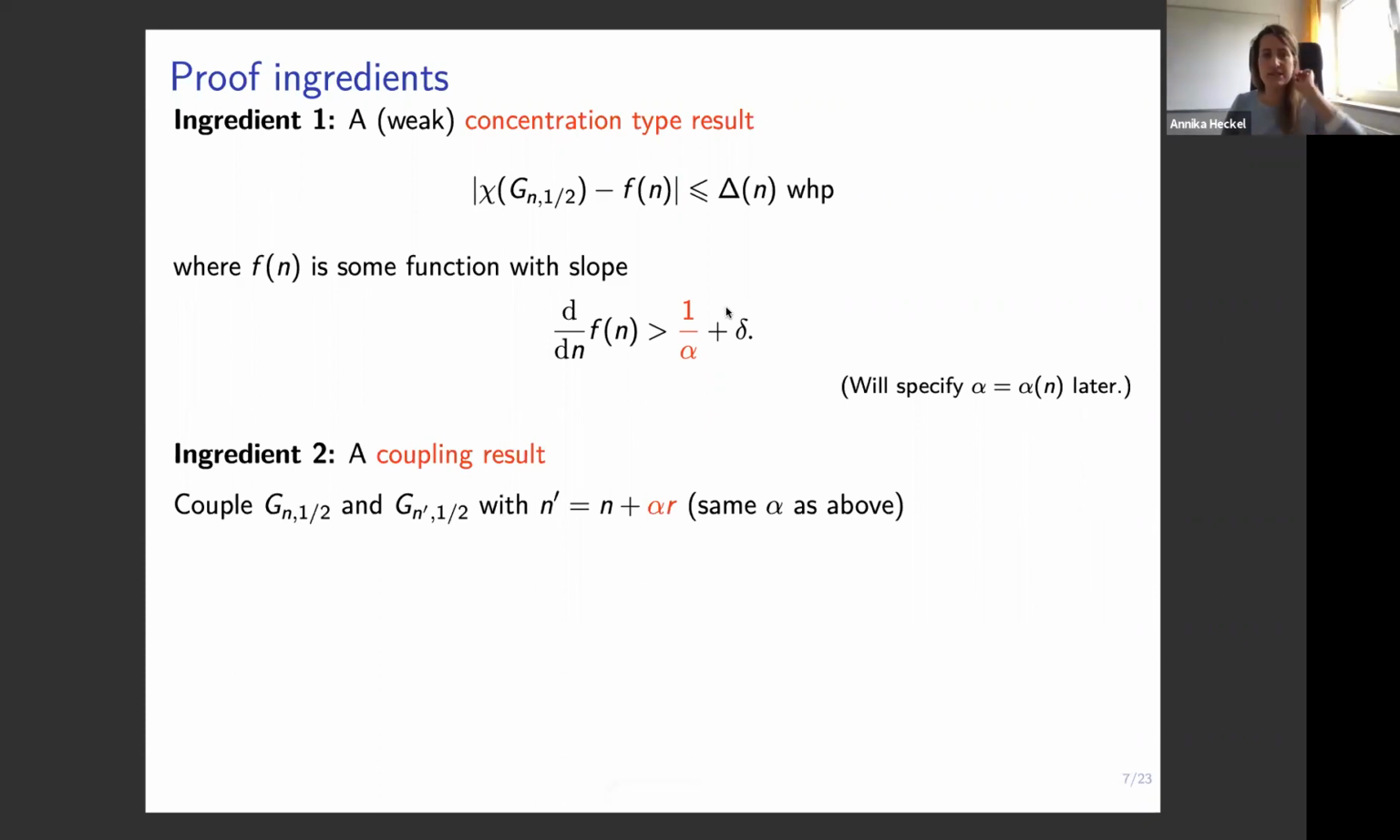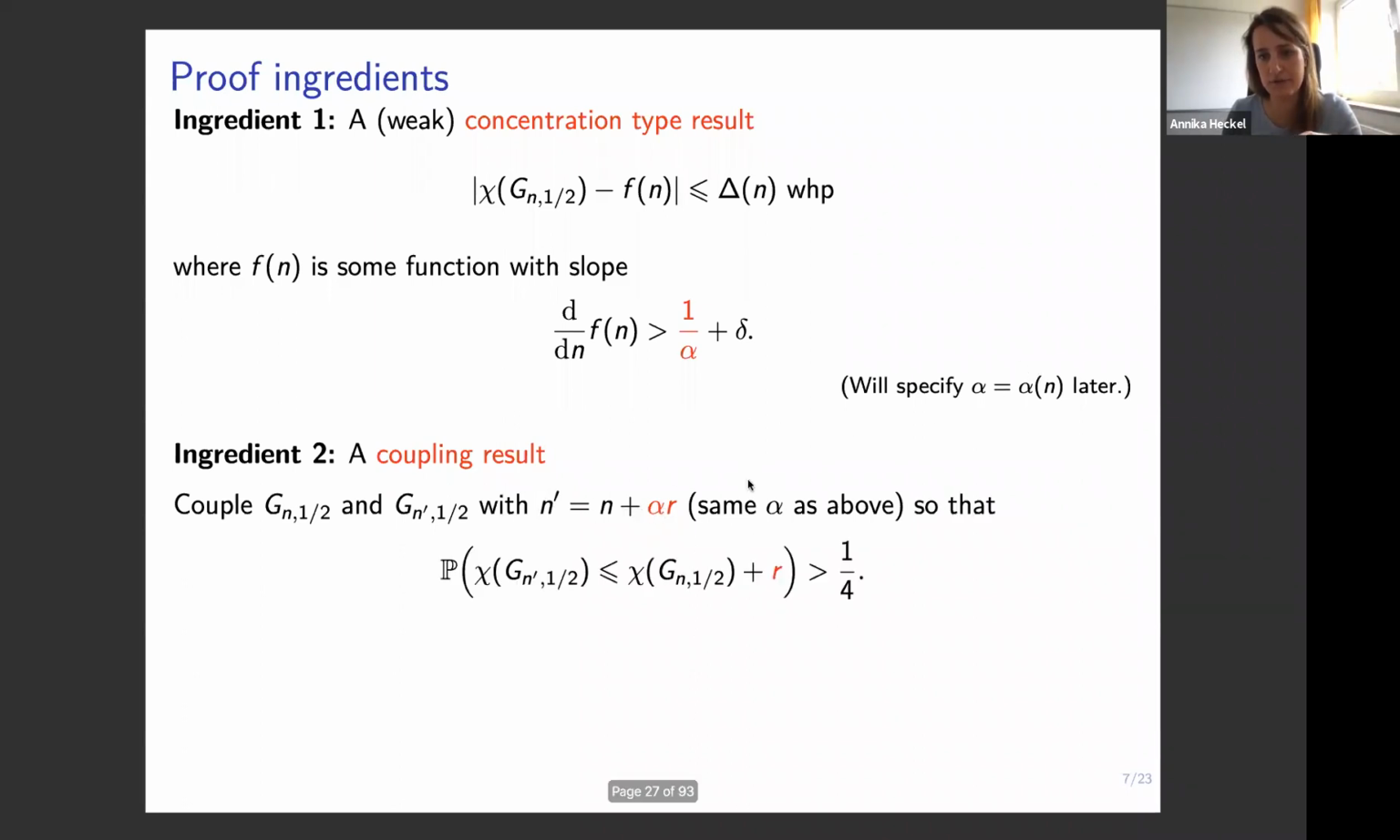The second ingredient is a coupling result. Essentially, we need a coupling of G(n, 1/2) and G(n', 1/2) so that their chromatic numbers are close together. More specifically, if we let n' be n plus alpha r, where alpha is the function from above, we want, with some sufficient probability, I've written a quarter here, the chromatic number to increase by at most r if we increase n by alpha times r.